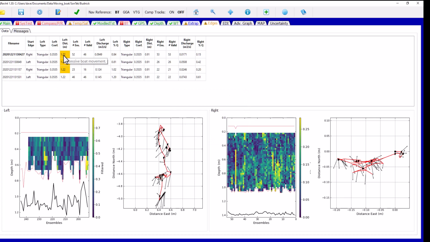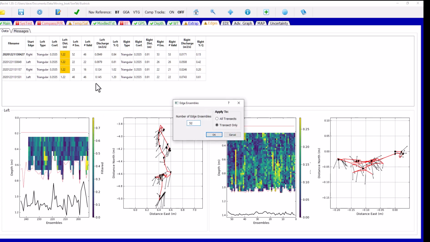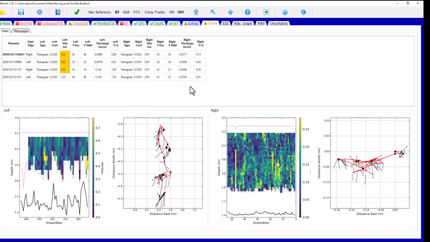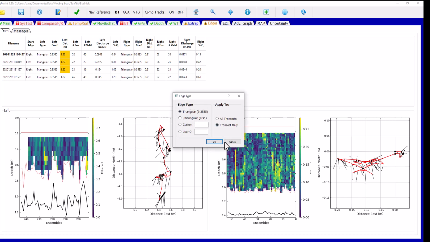The user can edit the left edge distance by clicking in the distance column and change the number of ensembles used for the edge computations by clicking under the number valid column, and this would allow the user to change the number of ensembles that are considered in computing the mean velocity and the mean depth used in the edge computations. The columns for the right edge are identical to the columns for the left edge as far as opening a dialog and making a change to the right edge.